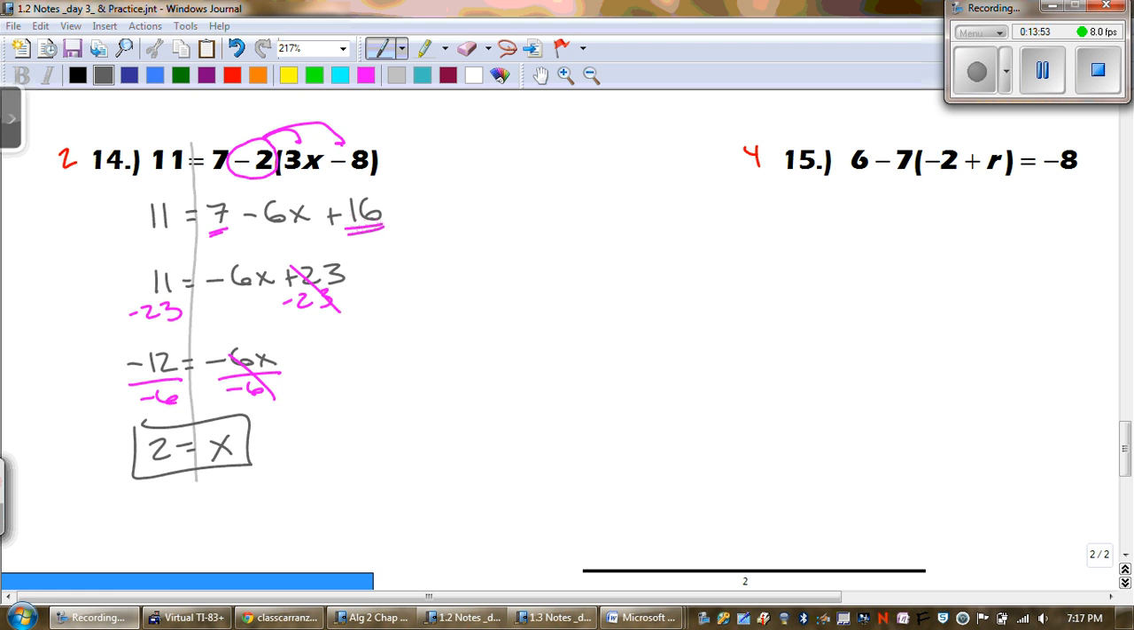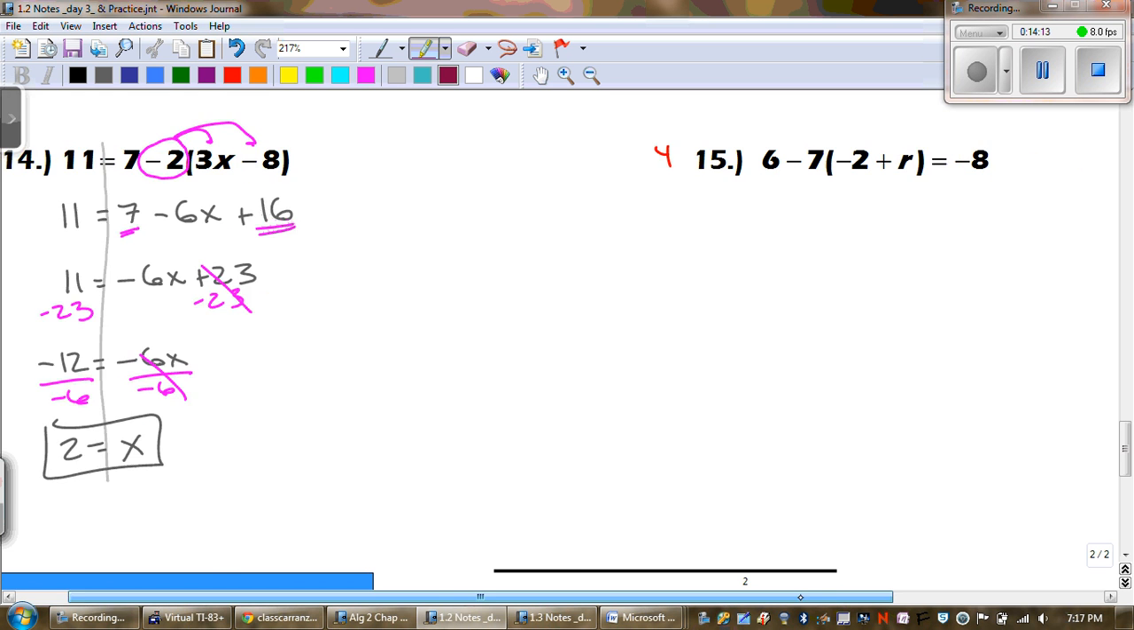Okay, and you get a positive answer of 2. Now the first thing I did was distribute that -2. Okay, right over here. And we get -6 plus 16. I combined the 7 and 16 to get 23. Subtracted 23 to both sides, and then divided by -6.